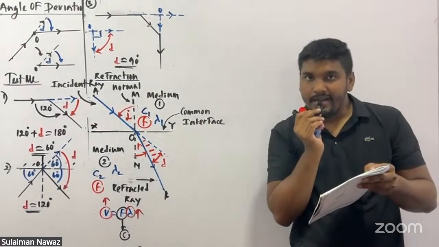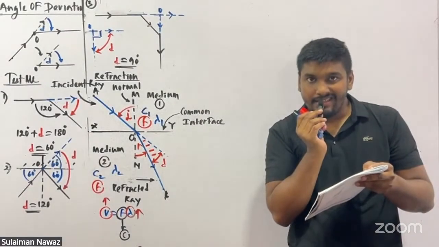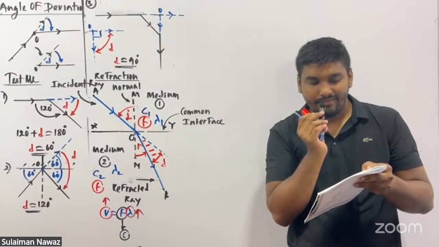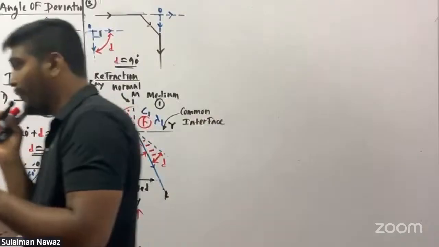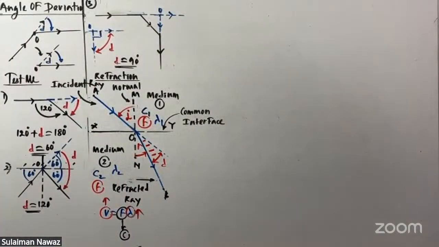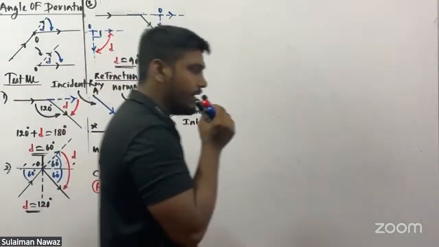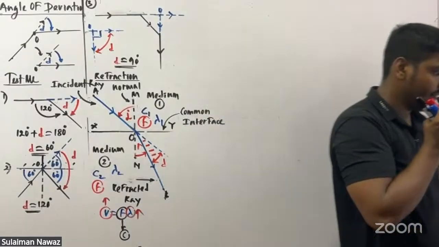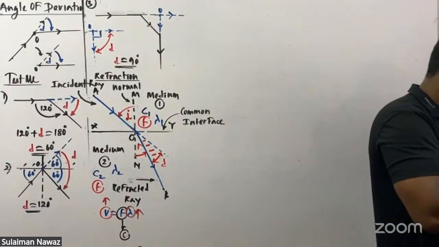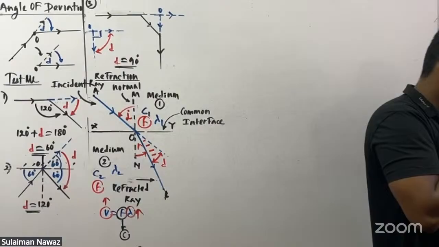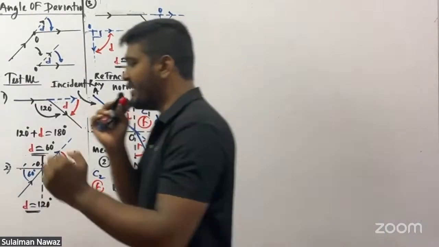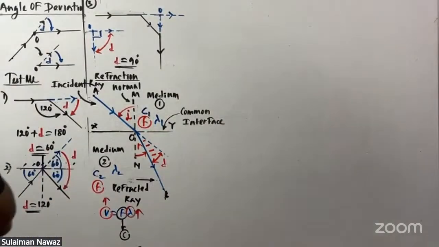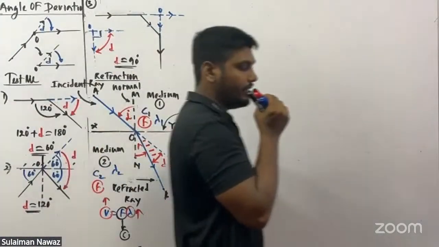The medium where the incident ray exits, or the medium where the light ray enters first.